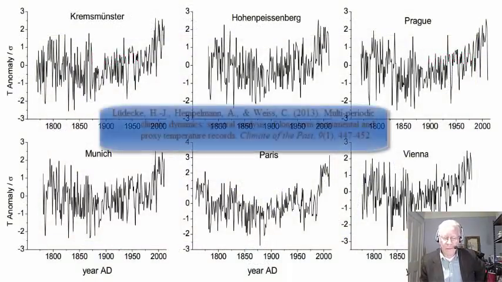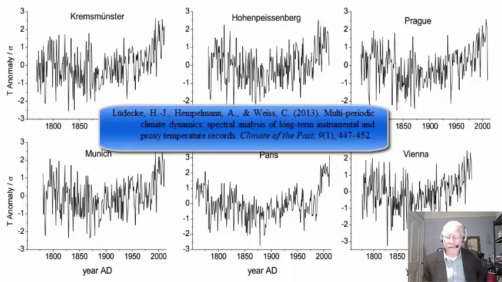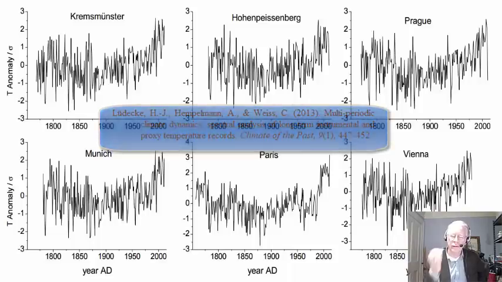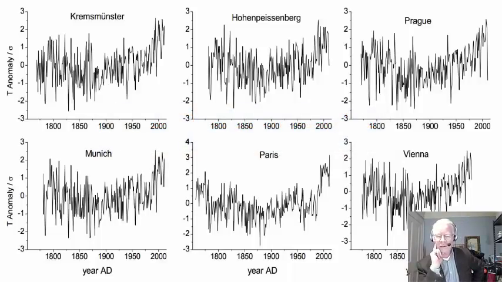Now we've reached the nowhere near famous enough six European city study by Lüdecke, 2013, which shows actual thermometer measurements from six European cities going back to around 1750, 1780. And you can see that the temperature started high around 1750 to 1800 and then went low down to about 1875 minimum and back up to a warming around 1940, then again in 2000.